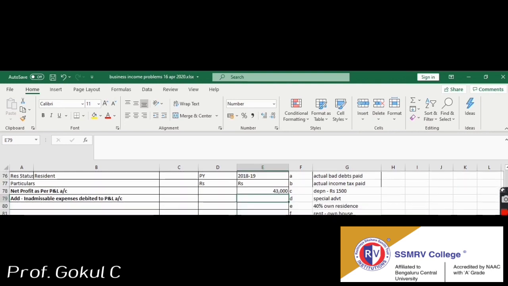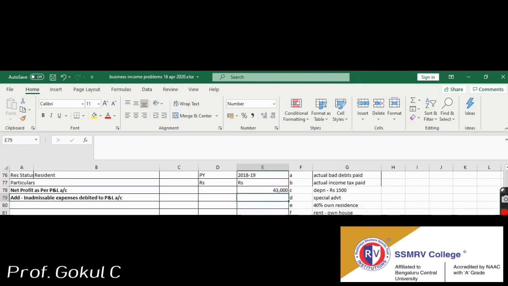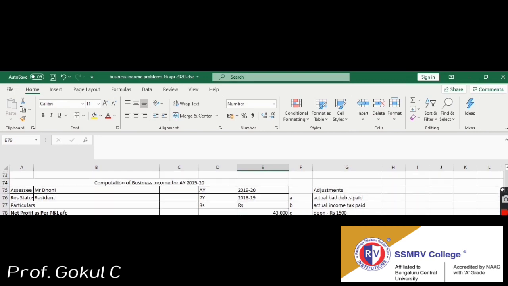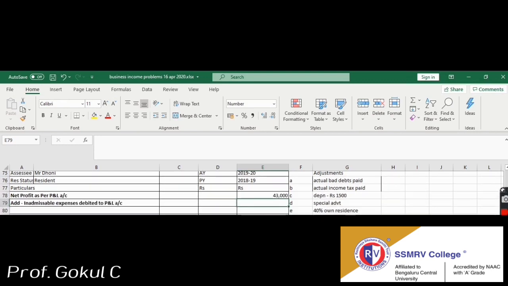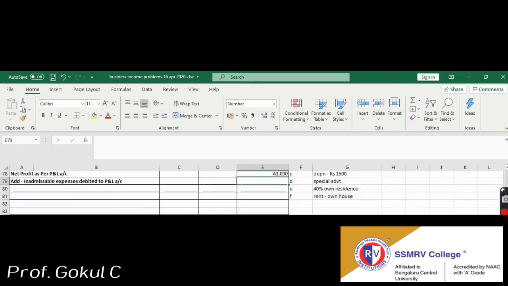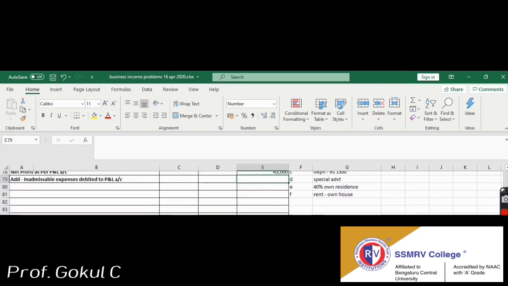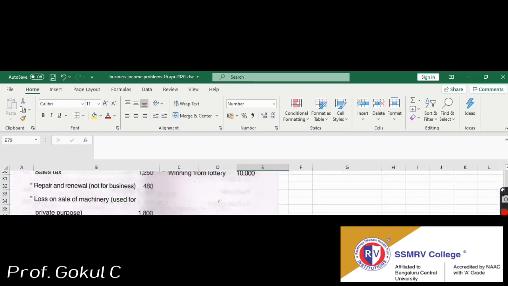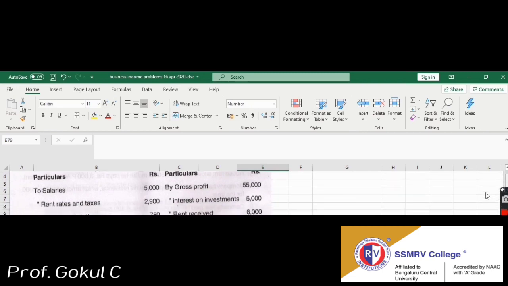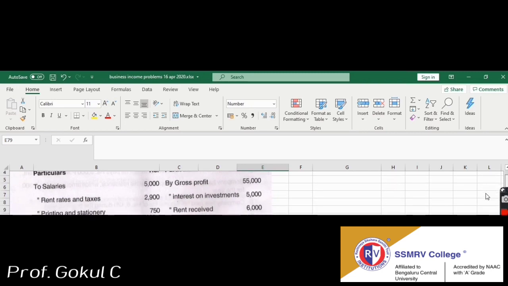There are 6 adjustments, so ensure that all 6 are noted, so that whenever there is a transaction which comes in, you will understand immediately that there is an adjustment to it. That is actual bad debts, actual income tax paid, depreciation, a special advertisement, 40% own residence, and rent of his own house. Okay, so how do we start? We start with the debit side and try to find out which are admissible and which are inadmissible.